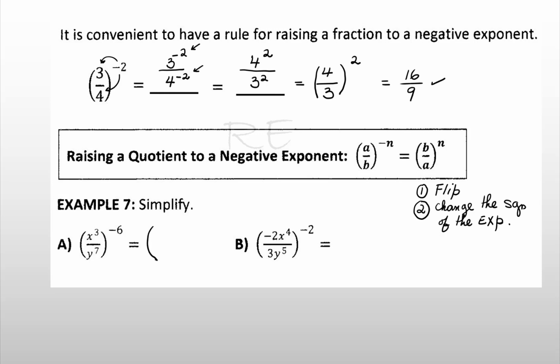For a in example 7, we're going to flip the fraction. So it's y to the 7th over x to the 3rd. Then we change the sign of the exponent. It's going to be positive 6. Now we're going to simplify. In this particular situation, we're going to distribute 6 over y to the 7. 6 times 7, that is 42. Y to the 42 and 6 over x to the 3rd, 6 times 3, 18. So y to the 42 and x to the 18.